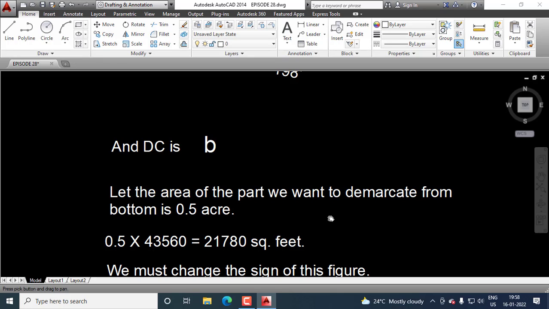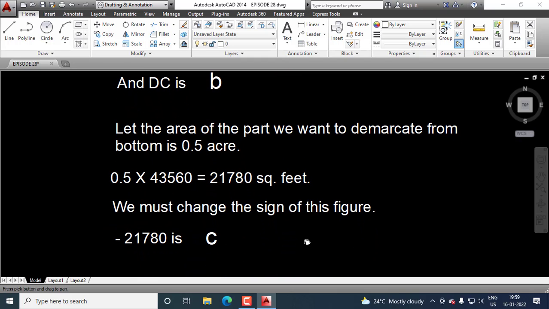Let the area of the part we want to demarcate from bottom be half an acre. 1 acre is equal to 43,560 square feet. So half an acre is equal to 0.5 into 43560, which is equal to 21,780 square feet. We must change the sign of this figure. We should not forget it.